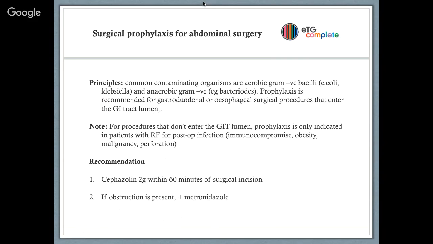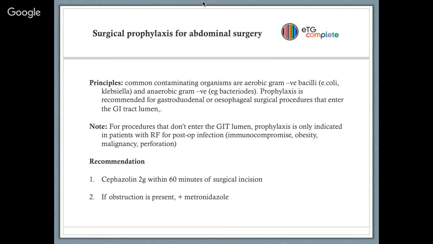So surgical prophylaxis for abdominal surgery. It's worth knowing the eTG guidelines. Typically, it's cefazolin 2 grams within 60 minutes of surgical incision. And if there's obstruction present, you can add metronidazole. You're covering for the aerobic gram-negative bacilli, so E. coli and Klebsiella, and also some anaerobic gram-negative.